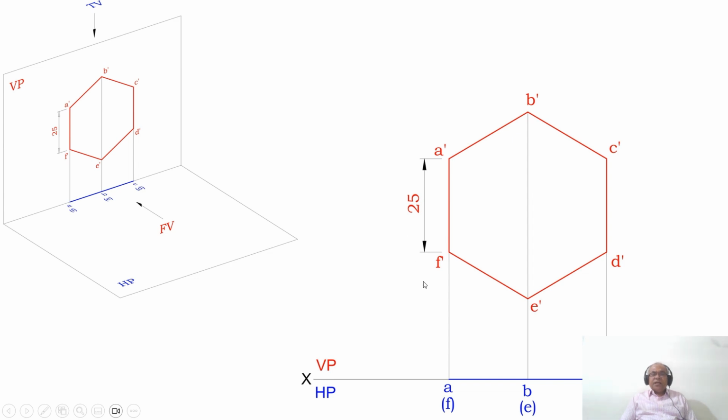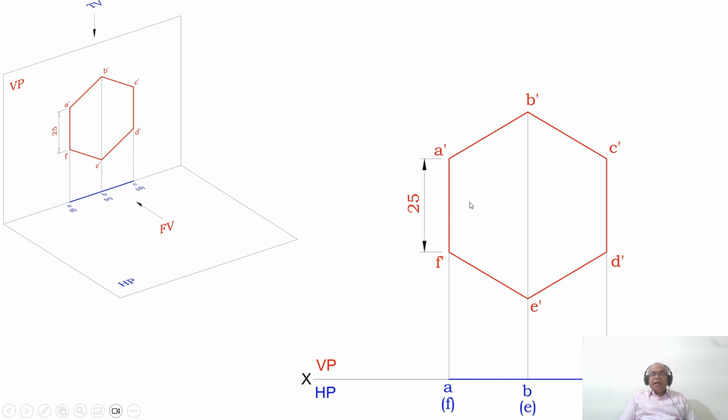Once you do that, from A dash F dash draw a vertical projector to the XY line. Similarly, from B dash E dash to the XY line, and from C dash D dash to the XY line. As you look from the top view, ABC is near to the observer and D dash E dash F dash is away from the observer. Therefore, DEF is in brackets.